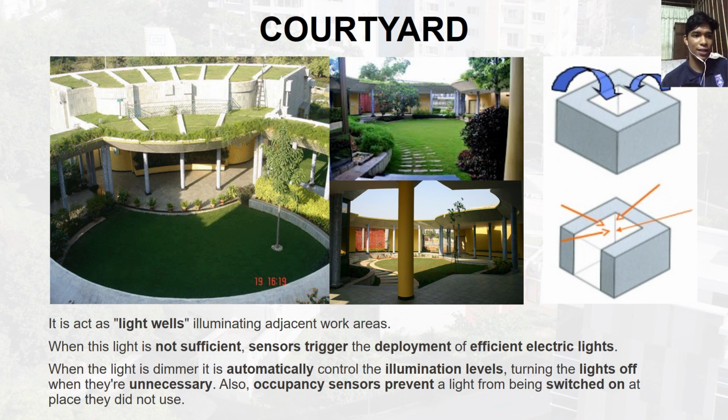And when the light is dimmer, it automatically controls the illumination levels, turning the light off when it is unnecessary. Also, occupancy sensors prevent a light from being switched on in a place that is not used.